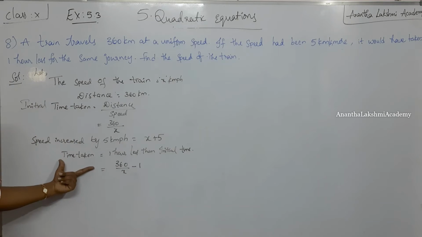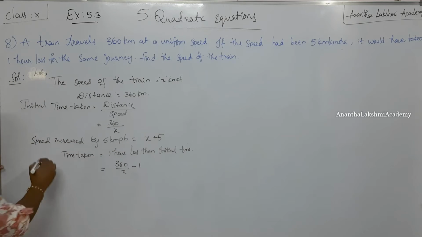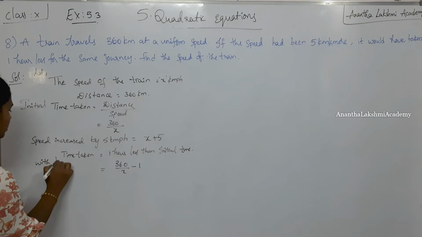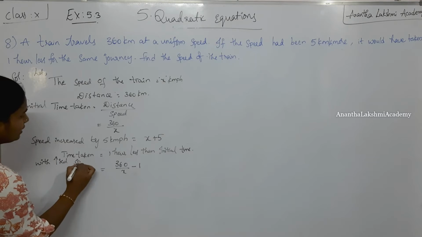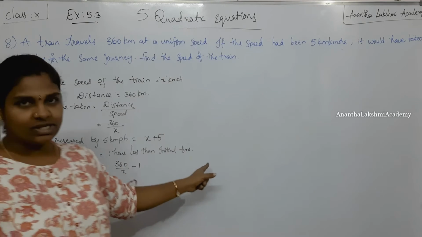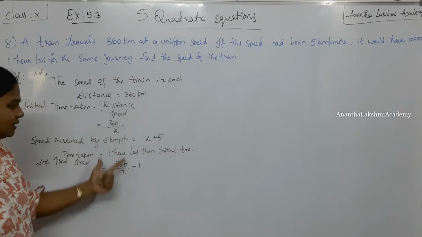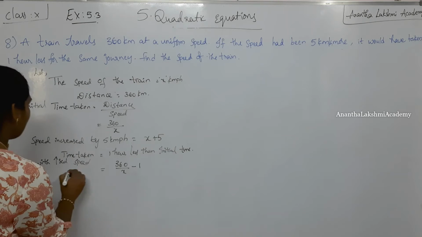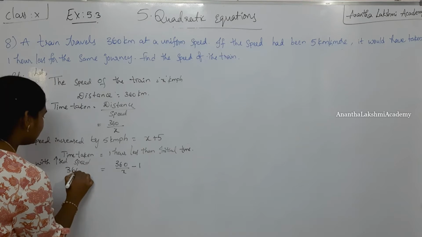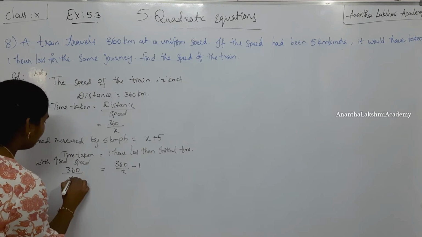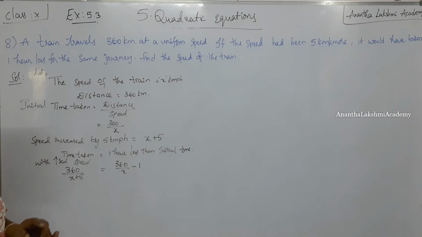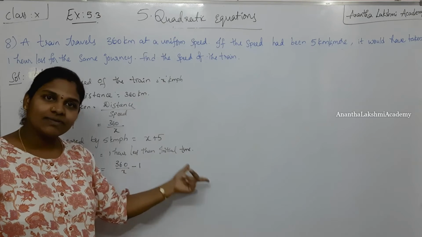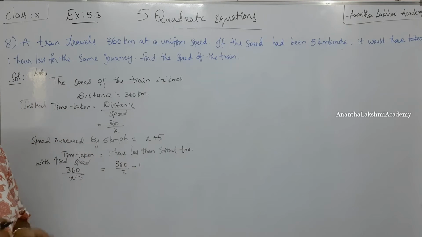Now what is this time taken to cover? Time taken with increased speed, no? With increased speed is nothing but 1 hour less than the initial time. 1 hour less than the initial time is 360 by x minus 1. Now time taken with increased speed can be written as 360, the total distance, by the speed, which is nothing but x plus 5. Isn't it? The time taken with increased speed is this, but this is equal to 1 hour less than the initial time. So this is what we have got.